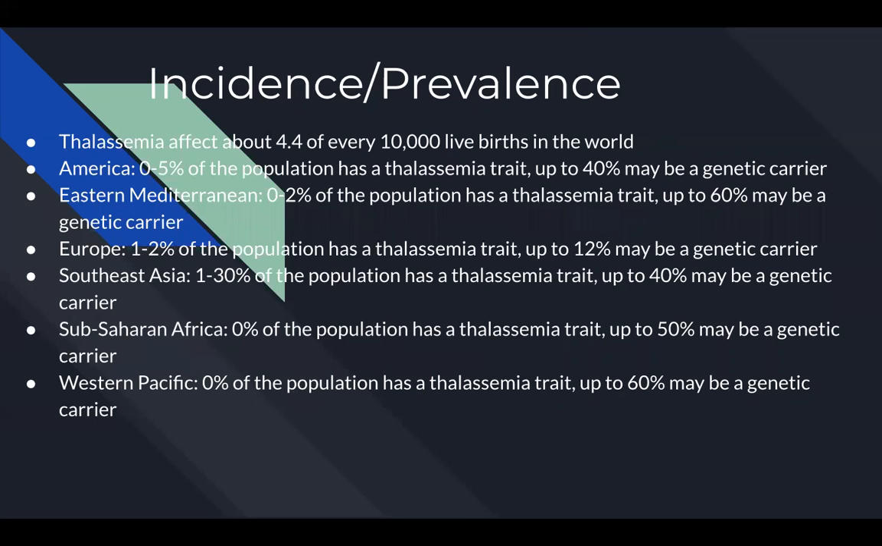This other slide shows some of the incidence and prevalence. It's a lot of numbers, but basically it shows that the regions that I already talked about, Sub-Saharan Africa, Western Pacific, and the Mediterranean, and also in America, most of the population show the genetic traits for thalassemia. Usually just a small percent of the population actually has the disease, but they will be genetic carriers of it. Thank you. Next.